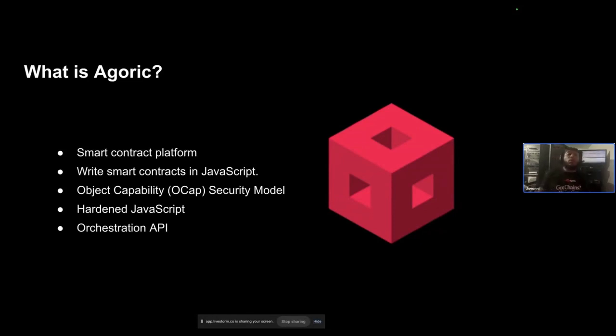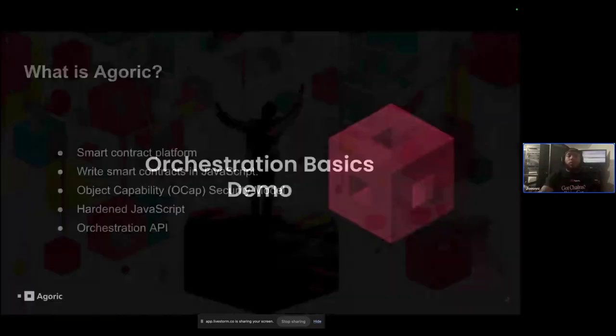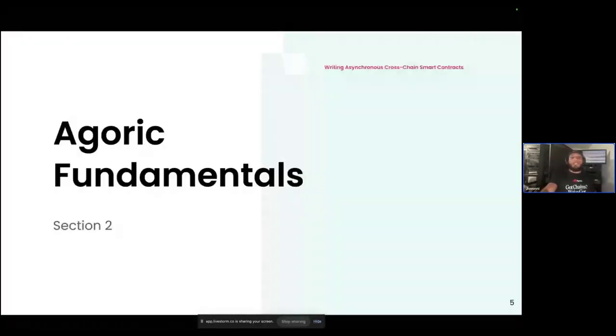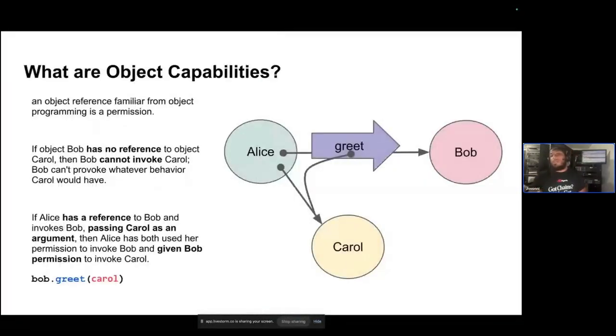And we also use hardened JavaScript. This is key. And recently we've released this orchestration API, which allows us to do, as you just saw, complex cross-chain interactions in a convenient, easy way for developers. So we just did the demo. All right, let's go through some fundamentals here on what we just saw.